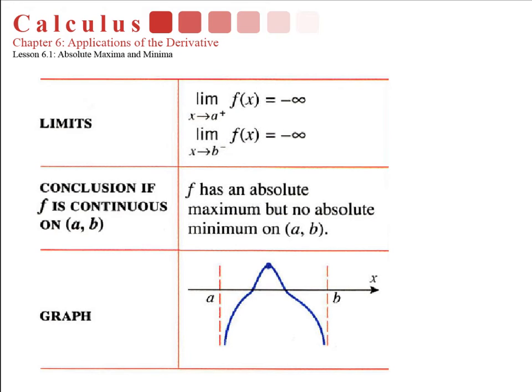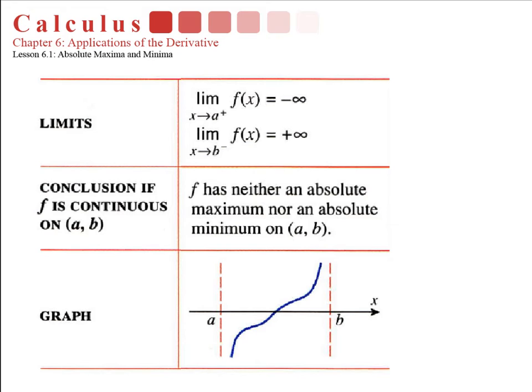Okay, now let's go back to that same finite open interval. Let's approach a from the right and b from the left. In both cases, we get negative infinity. What can we conclude? Well, since the end behavior is negative infinity in both cases, we can conclude that f has an absolute maximum but no absolute minimum on the open interval from a to b. The graph might look something like this.